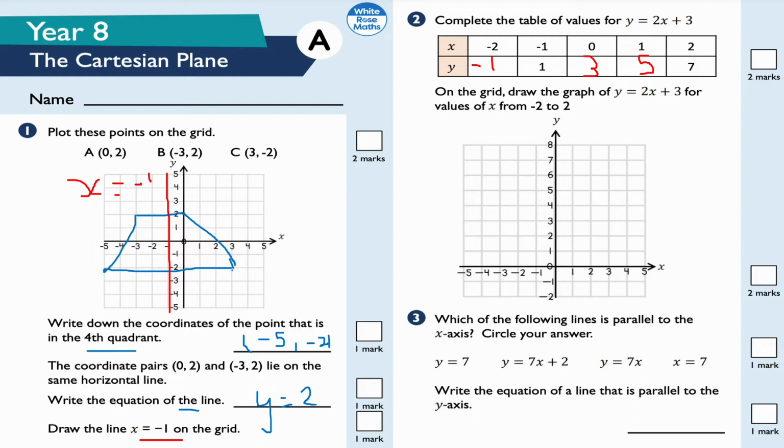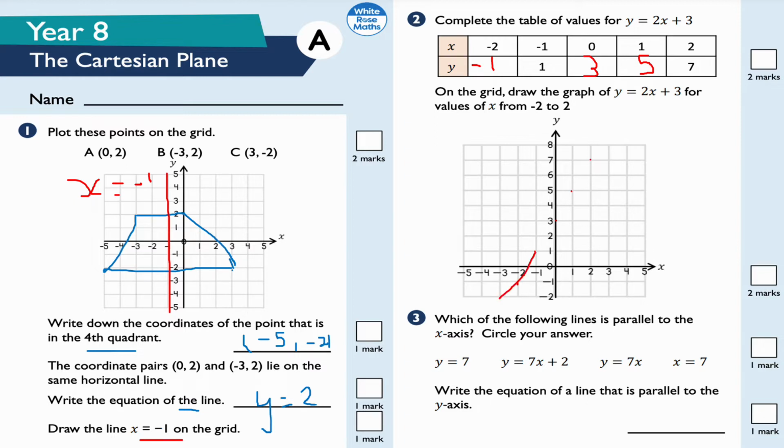On the grid, draw the graph of y equals 2x plus 3 for the values of x from -2 to 2. So when x is -2, I get 2 times -2, which is -4, plus the 3 is -1. So it's (-2, -1), which goes there. (-1, 1) goes there. (0, 3) goes there. (1, 5) goes there. And (2, 7) goes there.